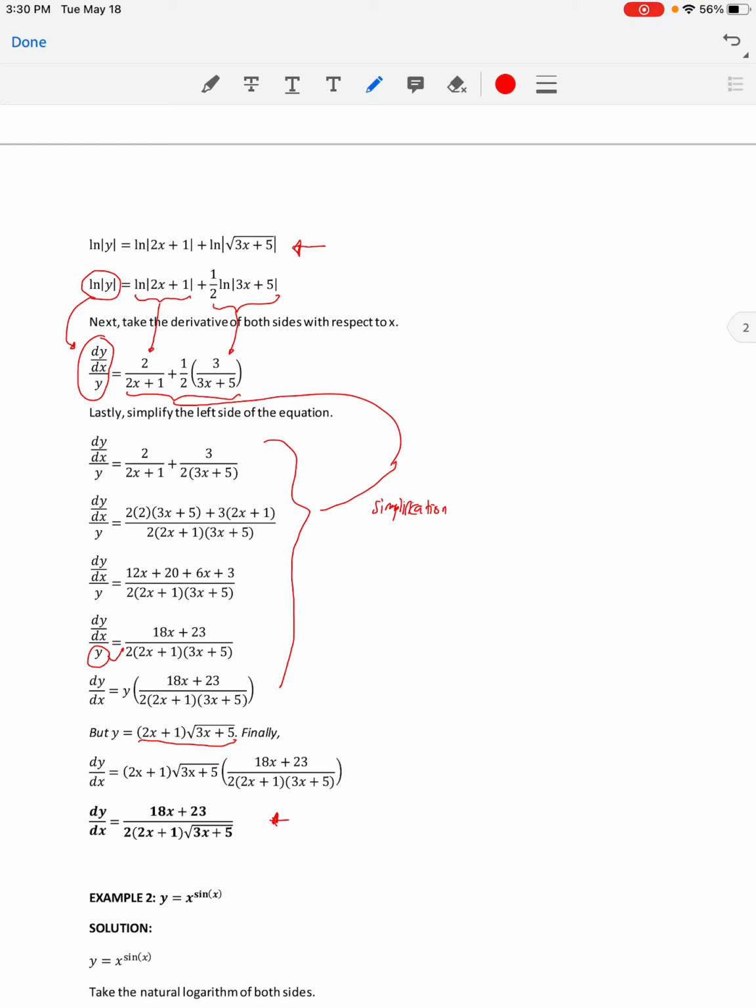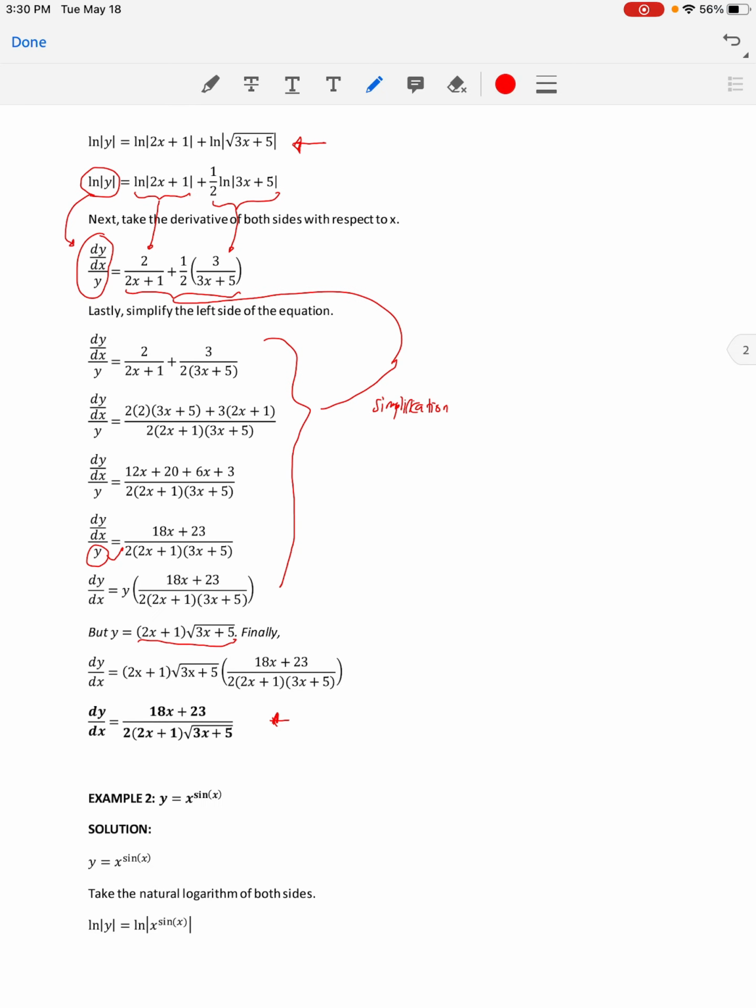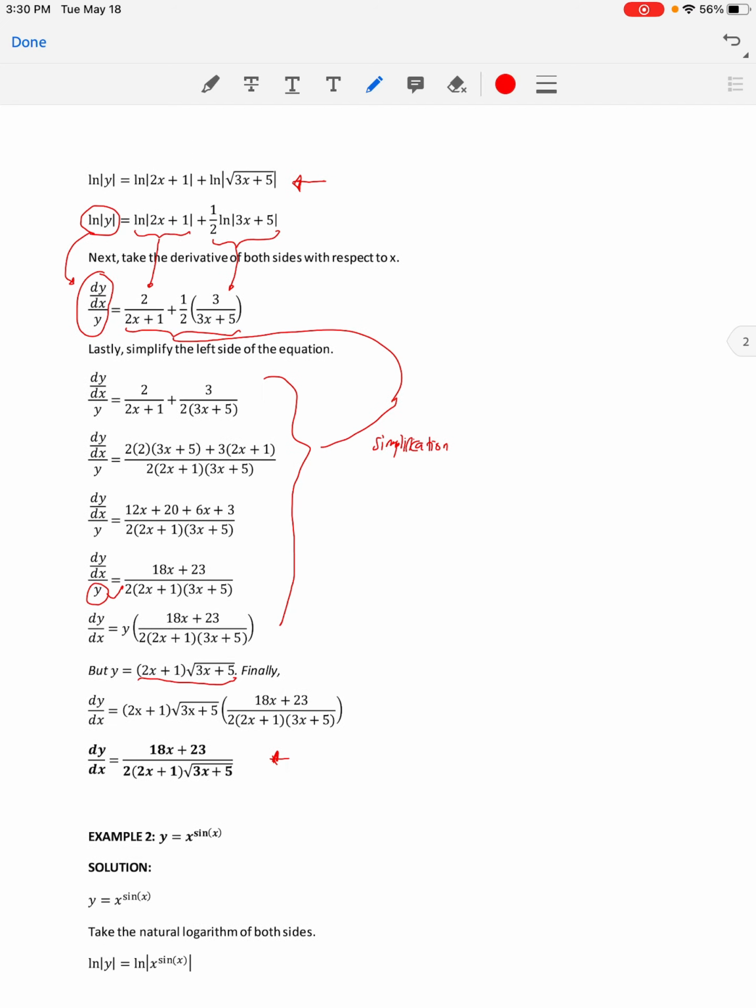So basically we multiplied it, or rationalized it. I think this is the simplest form of the answer. The simplification process is quite long, so I will skip it. But overall, the approach using logarithmic differentiation would still be easier compared to the traditional form of differentiation.